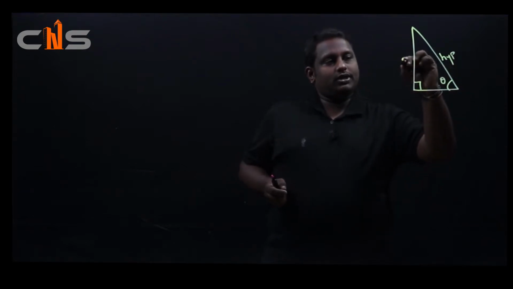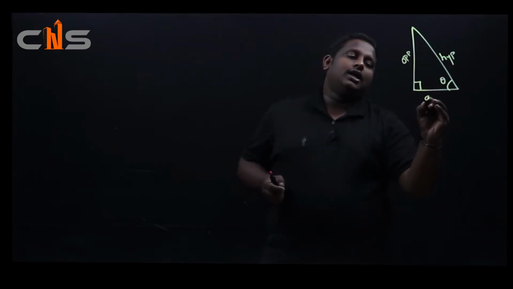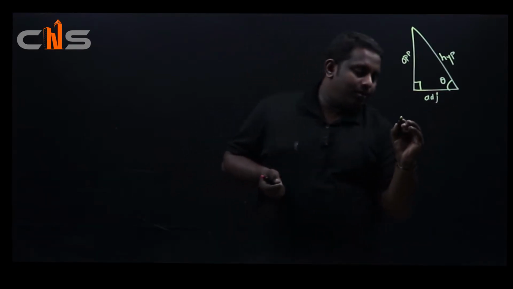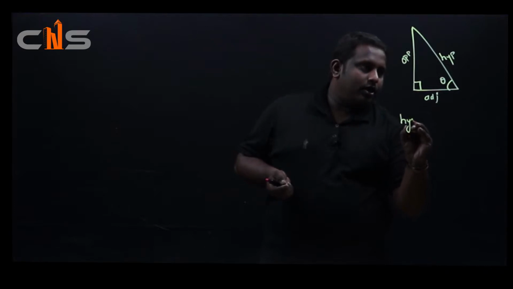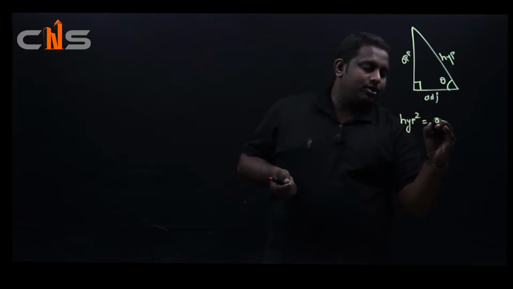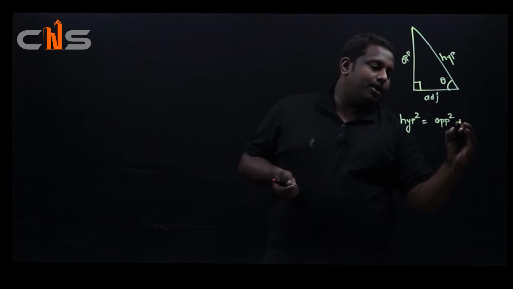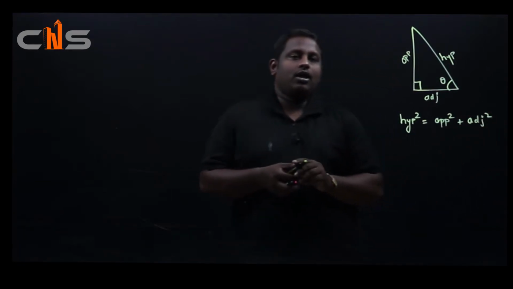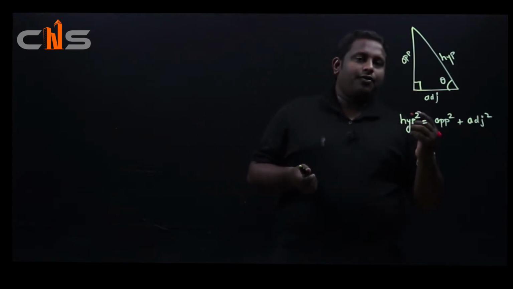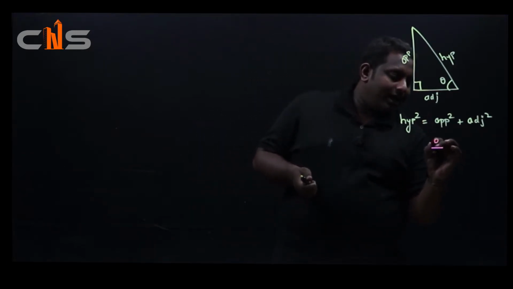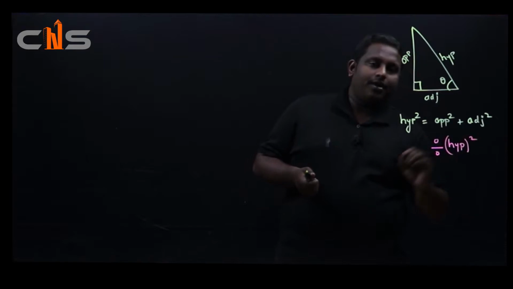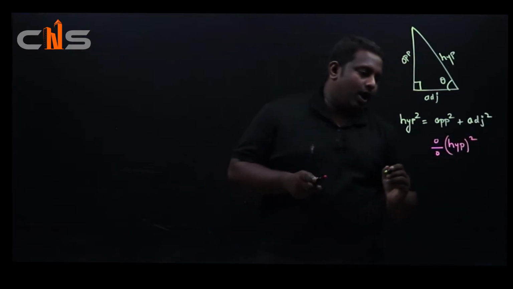So this is the hypotenuse, this is the opposite and this is the adjacent. From Pythagoras theorem, we know that hypotenuse square equals opposite square plus adjacent square, right? So to derive the first identity, we divide the whole thing by hypotenuse square. So what happens?